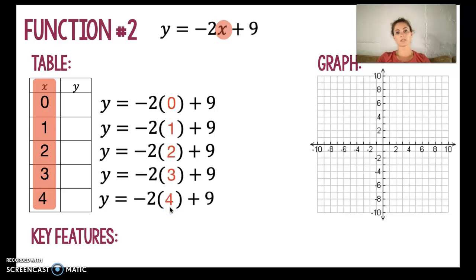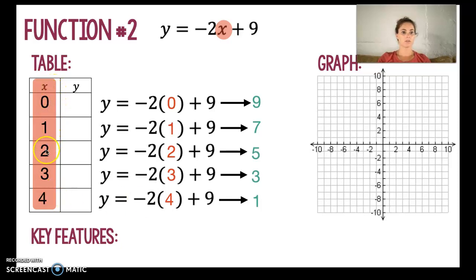Now order of operations tells me I have to do multiplication first. So -2 times 0 is 0, 0 plus 9 is 9, right? We do that for all of them, and we end up with these values. Those are the outputs. So when I put 0, 1, 2, 3, and 4 into my function rule, I got out 9, 7, 5, 3, and 1. Those would be the outputs.